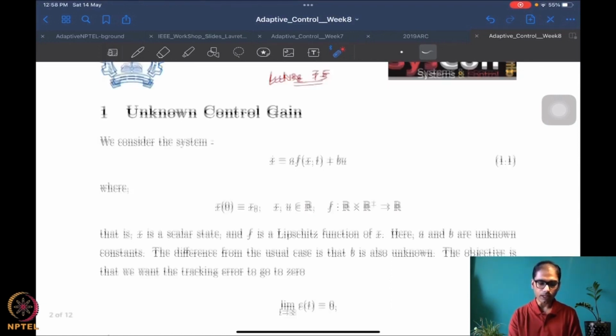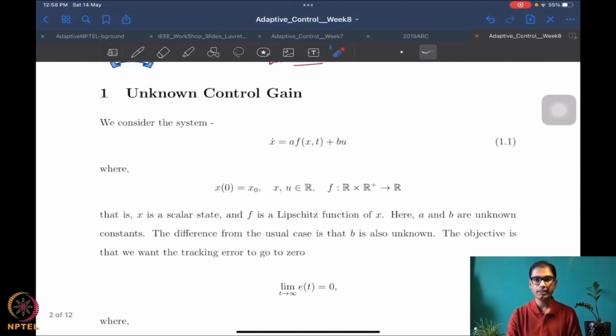All right, great. So let's look at this system. What is this? This is x dot is f(x,t) plus b u. Now x0 is the initial condition, of course, and both the state and the control are in real numbers. And the function f is taking the state and the non-negative time and giving you a scalar quantity.